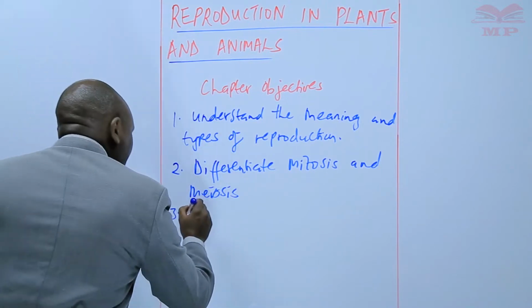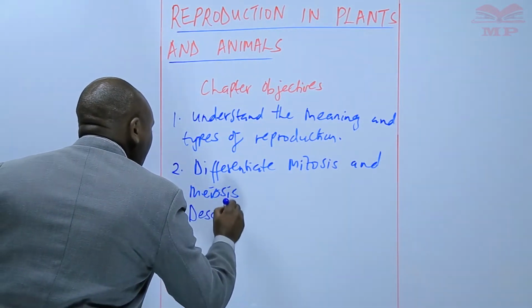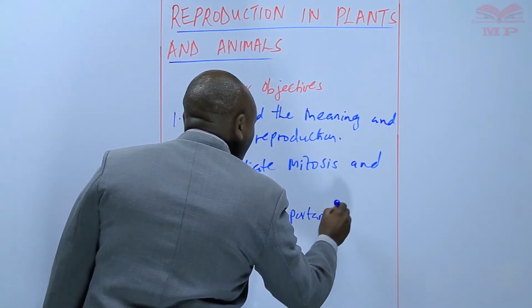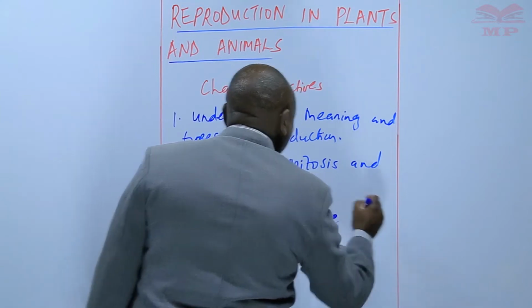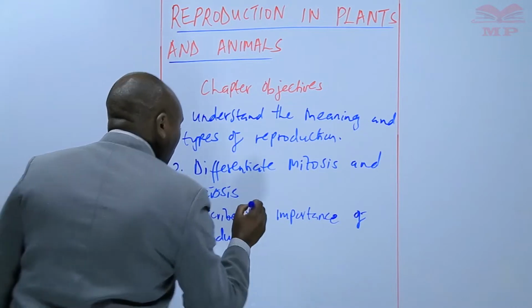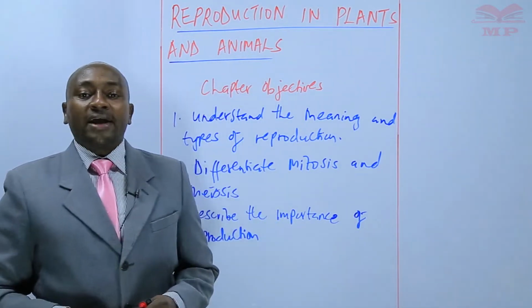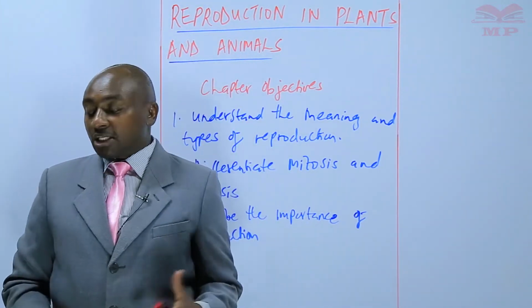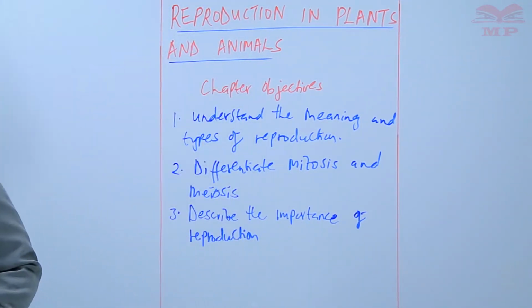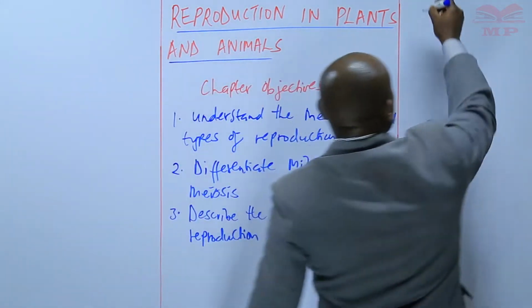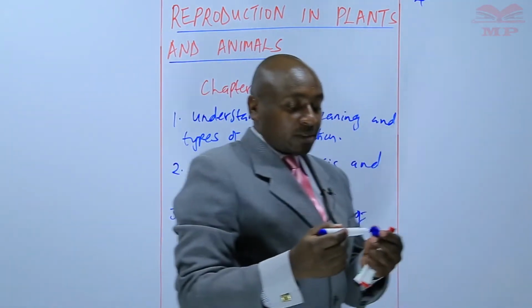We also need to describe the importance of reproduction. On this, we are asking ourselves, why is reproduction important? Why is reproduction important to plants and animals? And then from there, we need to get now into the details about reproduction in plants.